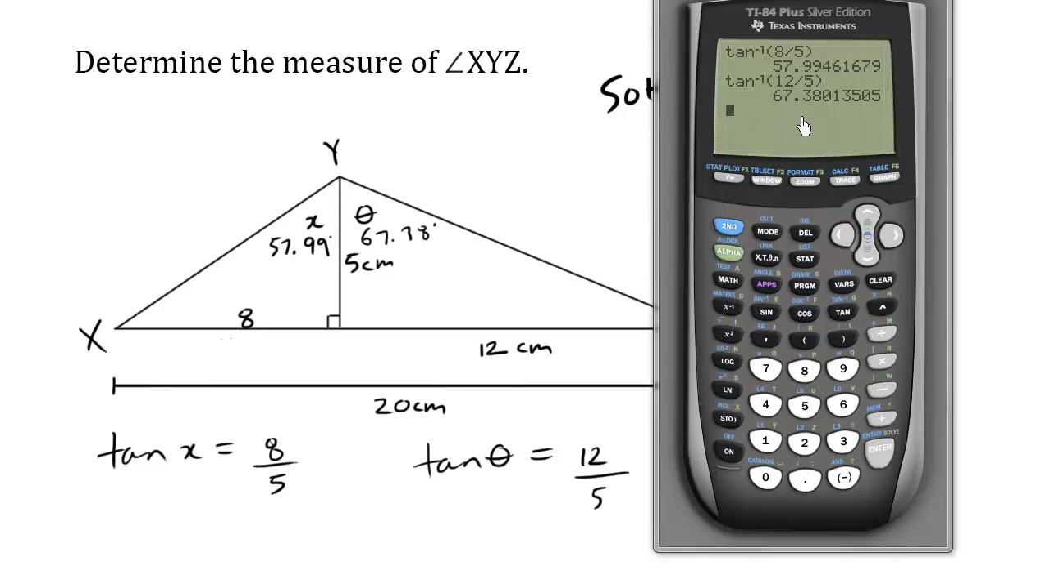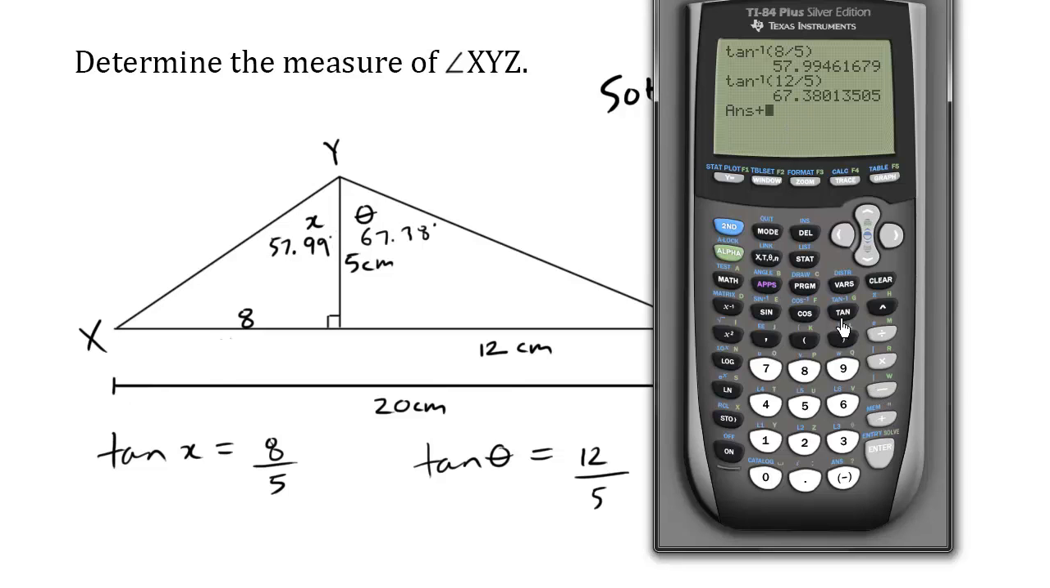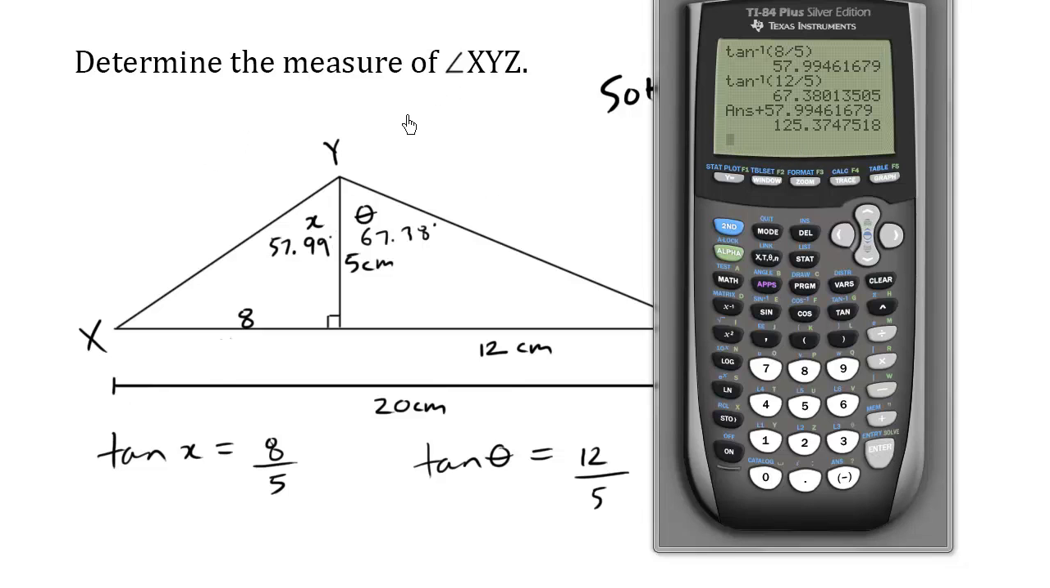So what I'm going to do with my calculator is simply press plus. It takes the previous answer, which was 67.38, and I'm going to add it. I'm going to push the up arrow, up, up, up. I'm going to add it with the previous answer, which was 57.99. Enter. And then enter one more time. And there's our total. So the final answer, angle XYZ, is approximately equal to 125.4 degrees.